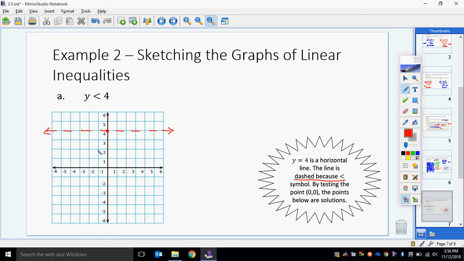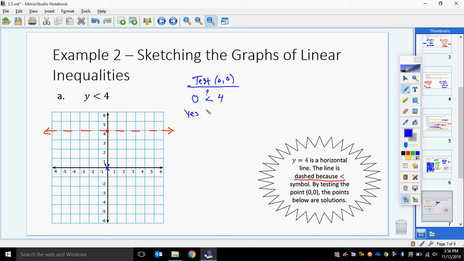The reason I'm dashing it is because if I were to test a point on that line, which we'll do later, it would not satisfy that inequality. Okay, we'll get to that later, but first let's test a point not on the line. So pick a side, either the top or the bottom, and test that point. Again, if I can, I test 0, 0. So I'm checking to see, is 0, 0 a solution? So plug in 0 for x, but there is no x, so I'm plugging it in for y and seeing, is it less than 4?